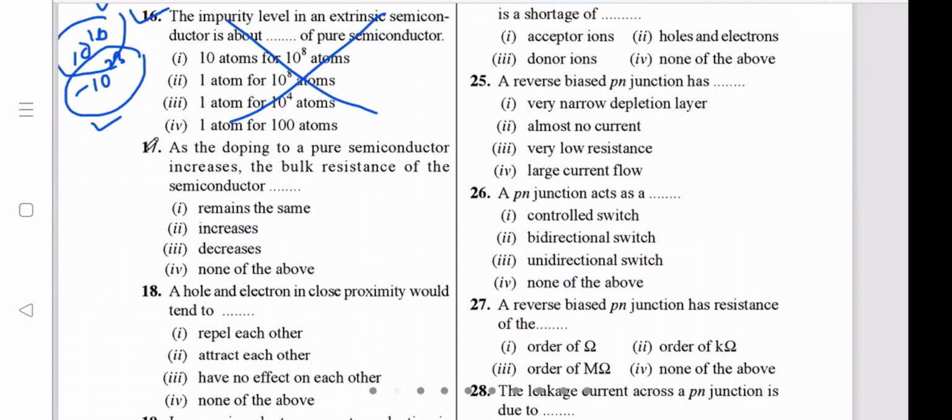Now 17. As the doping to a pure semiconductor increases, the bulk resistance: obviously, by increasing doping, carriers increase and resistance decreases. So if we increase doping, the number of carriers will increase, so obviously resistance will decrease. Resistance will decrease will be our answer.